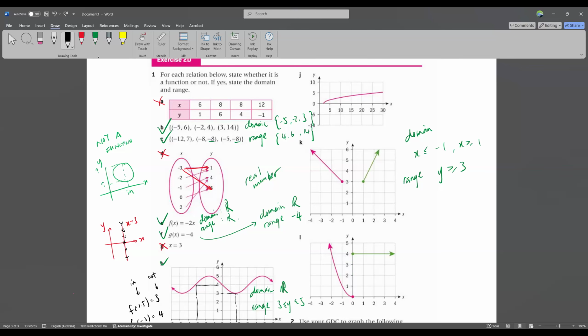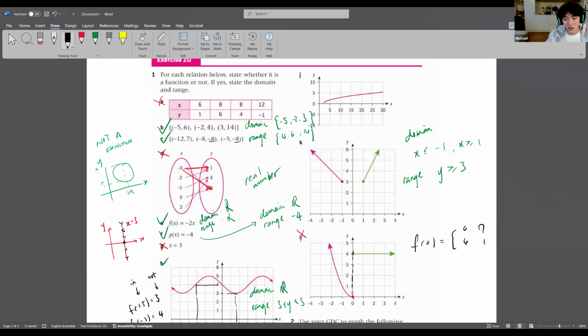Oh, I get it. So f of 0 gives you like 0 and 4, right? So it's overlapping on the 0, so it's not a function. This is a tricky one, okay?